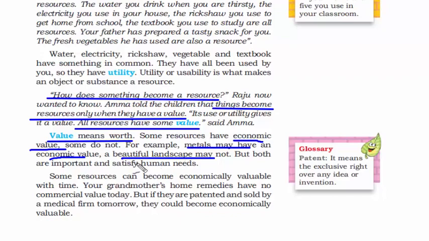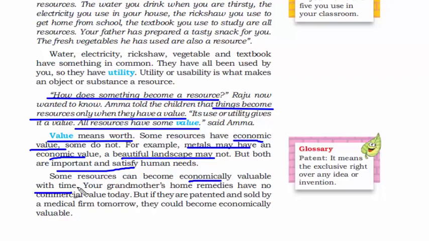On the other hand, when you go out to see a beautiful mountain or a landscape, you don't pay money for it. Of course, you do pay a little bit for the ticket or any entry fee, but that's a different thing. Most of the places you don't pay anything. You just go and enjoy the beauty of the landscape. So that's not of economic value. But both the metal as well as the landscape are important and satisfy human needs. Now there are some resources that can become economically valuable with time.